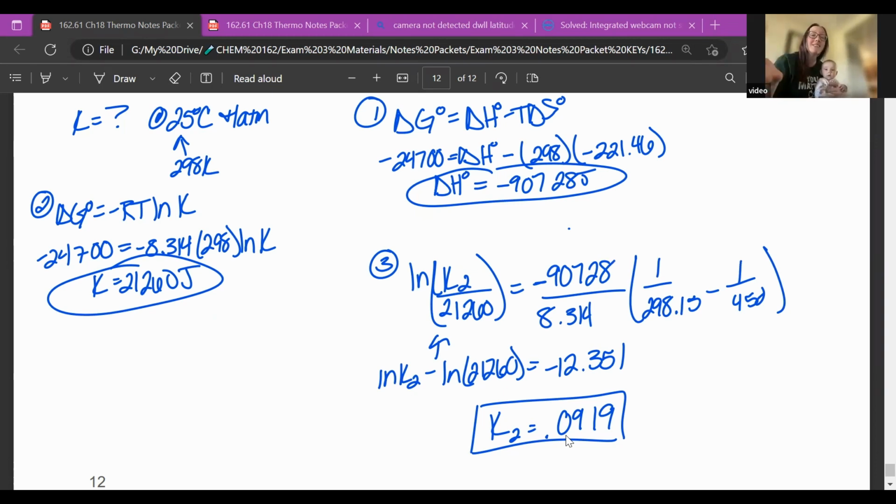Now go back and make sure your answer makes sense, right? So we had a negative delta G to begin with. So this is spontaneous.